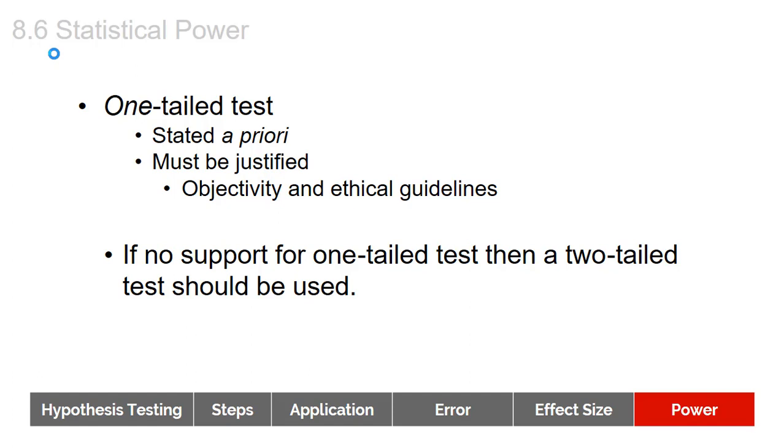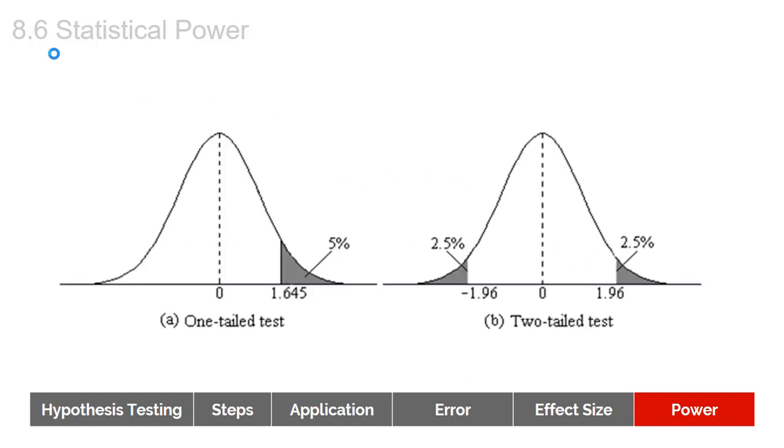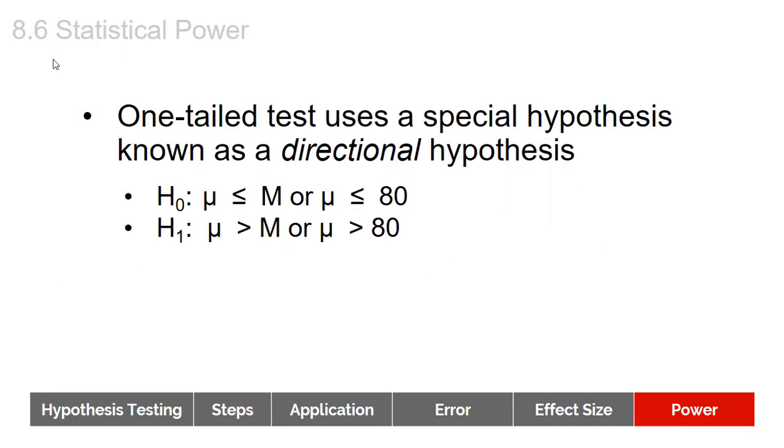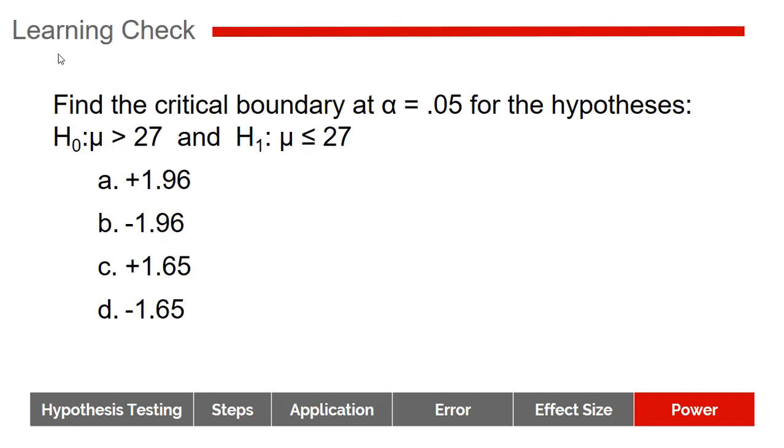And if we have no support for doing a one-tailed test, then we have to do a two-tailed test. And sometimes people do a two-tailed test just because it's a more rigorous test too. It's harder to get to a significance level of over plus or minus 1.96 than it is 1.645, for example. A one-tailed test uses a special hypothesis known as a directional hypothesis. And you can take a look here to see how it looks different than when we are doing a non-directional or a two-tailed test. With a directional hypothesis, we're specifying a direction that we think the result will be in.